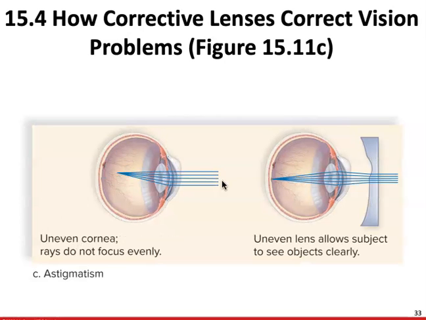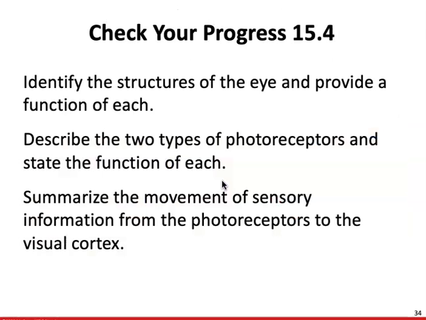There is also the potential for an astigmatism. Astigmatism is when the cornea or the lens is uneven. It creates sort of a fuzzy image. Now this can be corrected by an uneven lens, a lens that's convex in some areas and concave in others.